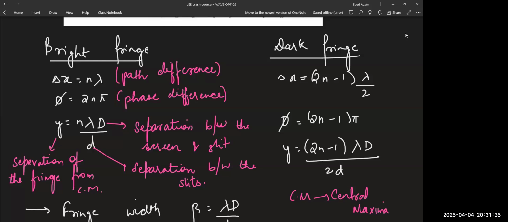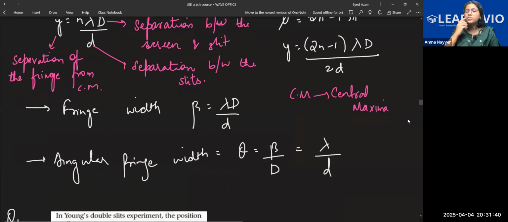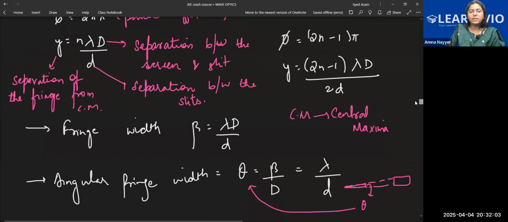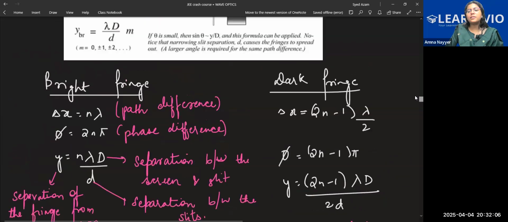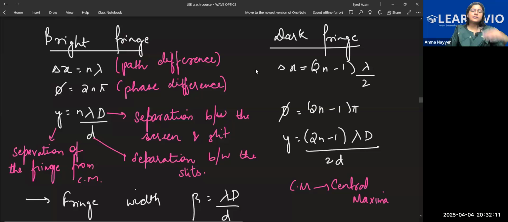Now, fringe width means width of the fringe, and angular fringe width means the angle that the fringe is subtending. Fringe width is lambda D by d. If this is a fringe, it must be subtending some angle here. This angle would be theta, that is your angular fringe width, which is beta by capital D. Three to four questions we'll be doing from Young's double slit, which holds the largest weightage. From here, just write down this part, bright and dark fringe, then let's start with the numericals.